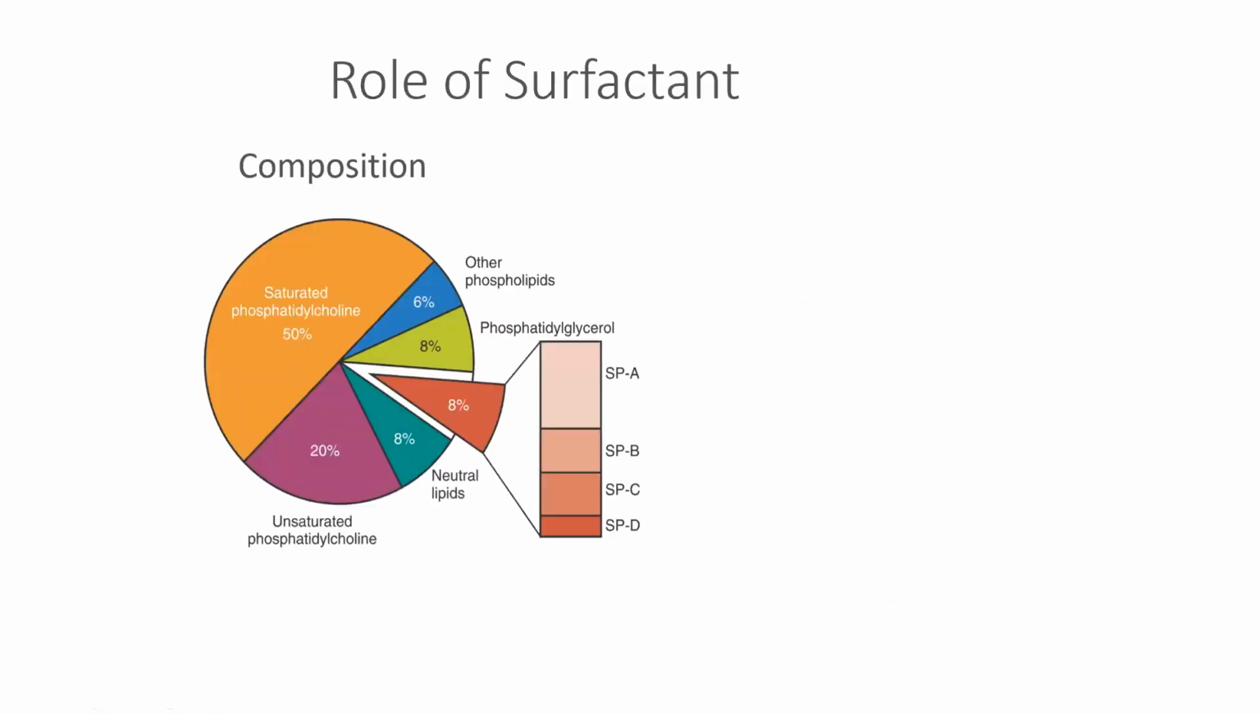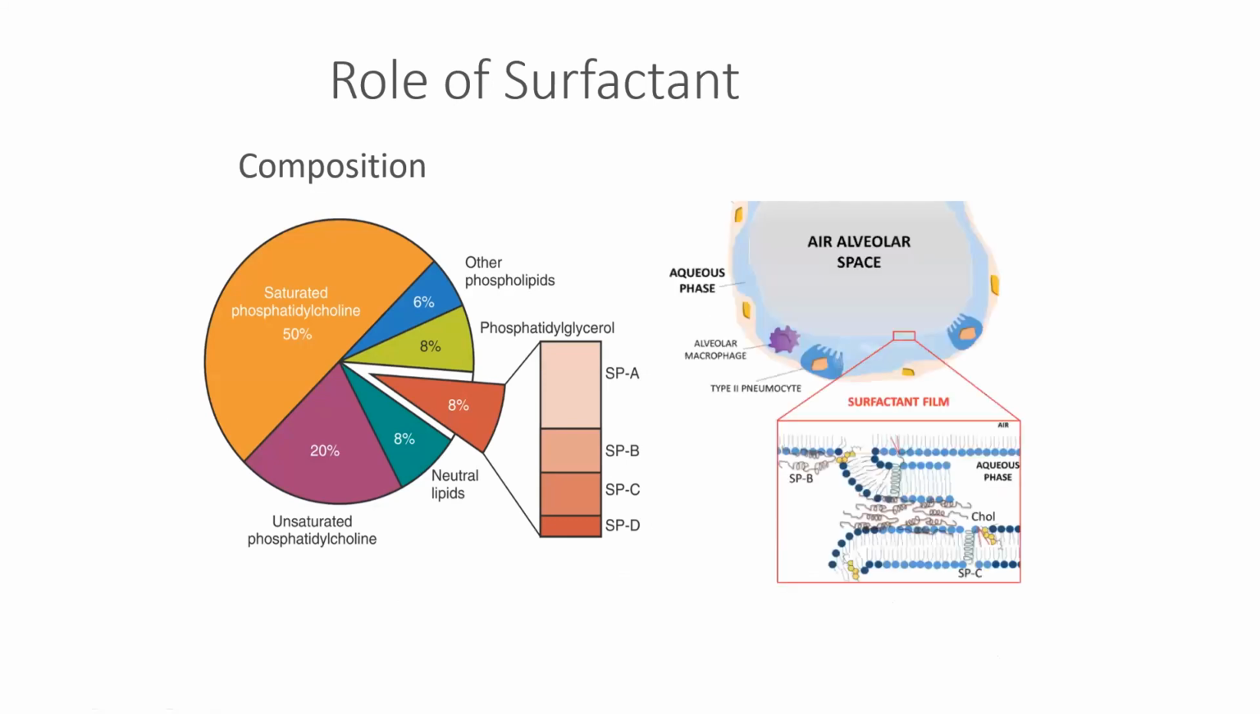So coming to the role of surfactant. First, if your baby has respiratory distress, we have to start with CPAP, and if it fails, we will be discussing that. Then we have to go for surfactant, which is basically a combination of lipids, phospholipids and proteins. Surfactant proteins B and C are the main proteins which help in surfactant activity for decreasing respiratory distress.